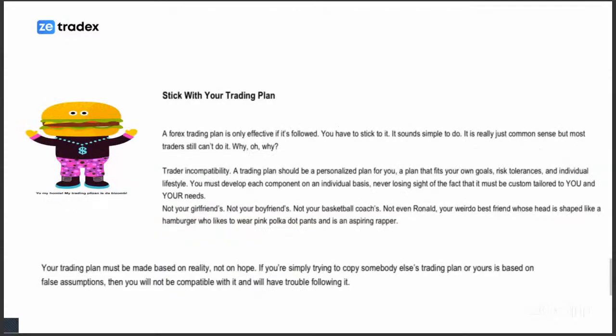Now, always stick with your trading plan. A forex trading plan is only effective if it's followed. You have to stick to it. It sounds simple to do. It is really just common sense, but most traders still can't do it.